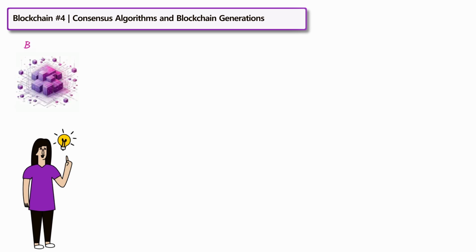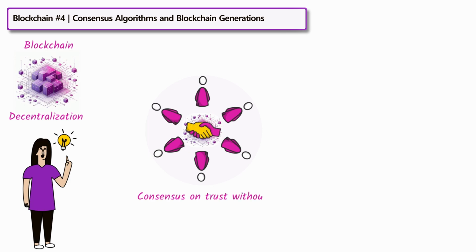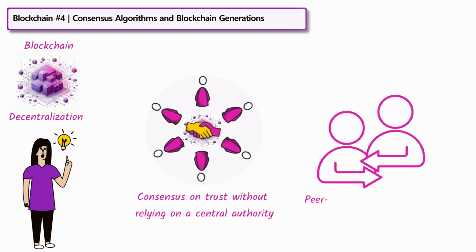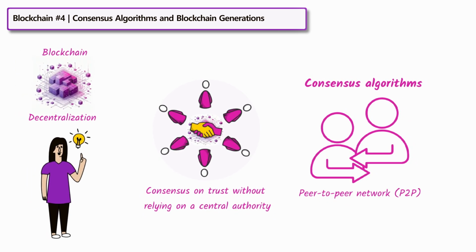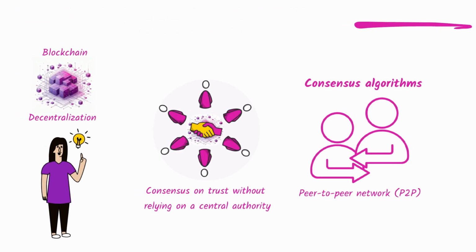As we now all know, the philosophy and purpose of blockchain is decentralization. The core of blockchain technology is how participants in the blockchain reach consensus on trust without relying on a central authority, using a peer-to-peer P2P network. This process is known as consensus algorithms. Just before we start with consensus algorithms, if you want to know about why we need to go for decentralization, this video will help you.